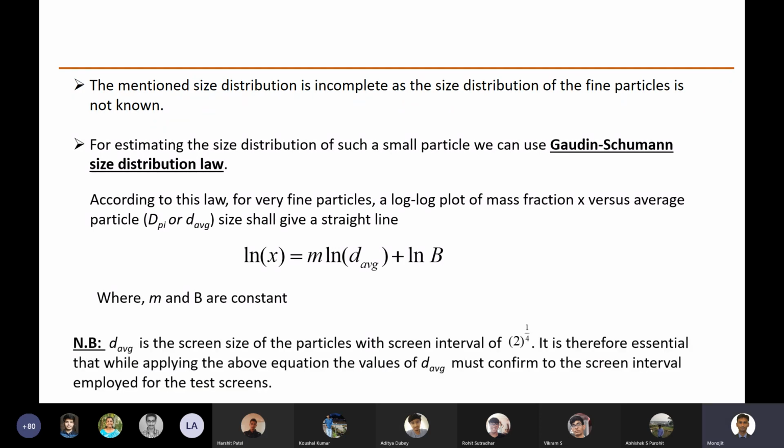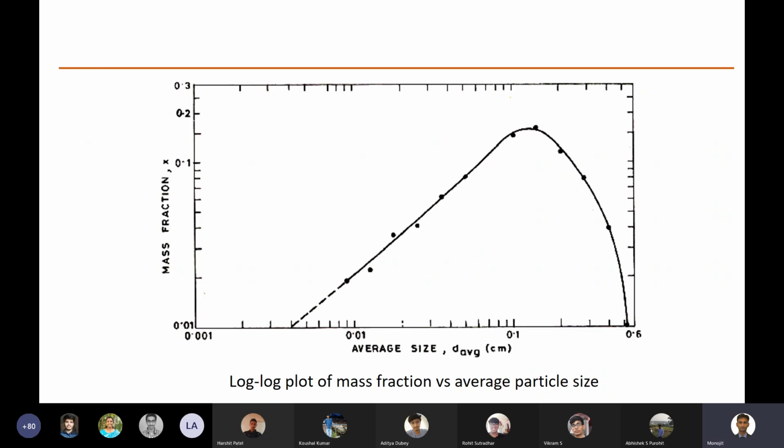Here d average is the average size, when the increment is 2 to the power 1 by 4, not root 2. Although the screen doesn't matter, because you cannot do the distribution below 0.4 micron, for below 0.4 microns you can directly use this law, and this is how it looks when you draw it for very small particles. The straight line portion is using this law.